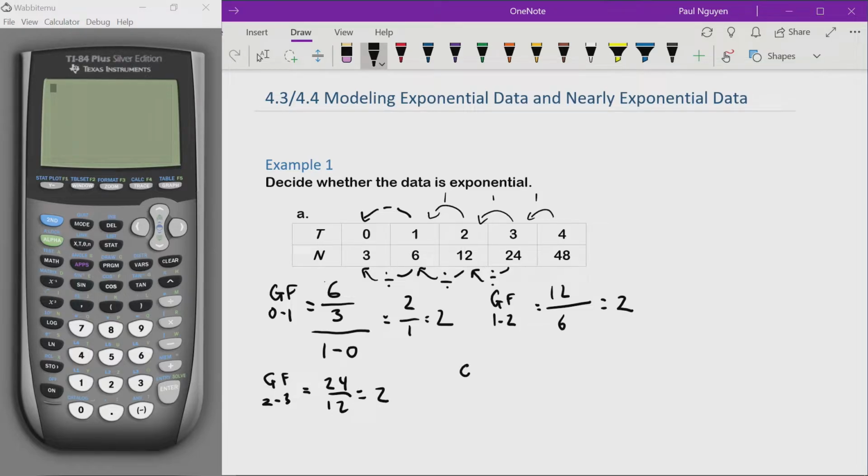The growth factor from 3 to 4 is this number 48 divided by this number 24, which again is 2. Since they're all 2, this data is exponential.